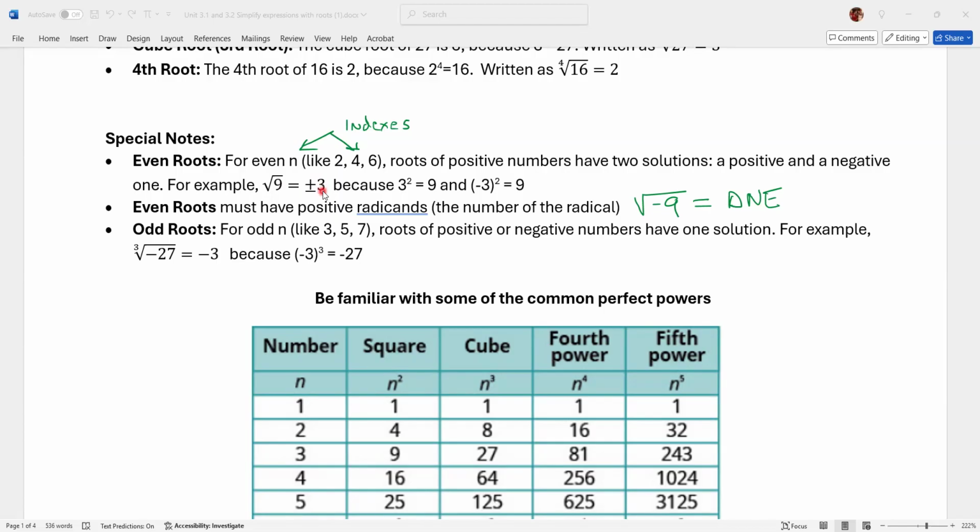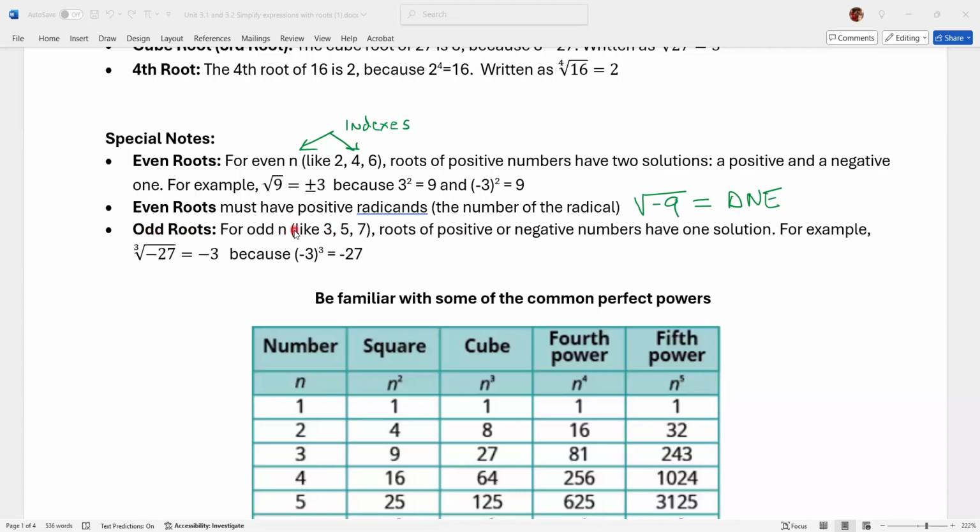Okay. An even root must have a positive radicand. Okay, that should be obvious. If I try to take the square root of negative 9, I'm going to get an error on my calculator, and the answer you might have to put in the software is DNE, does not exist. Why? Because I can't multiply any number by itself and end up with a negative answer, right? So no negative radicands for indexes that are even.